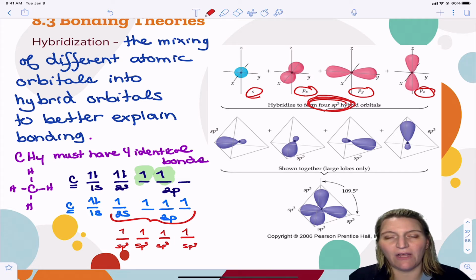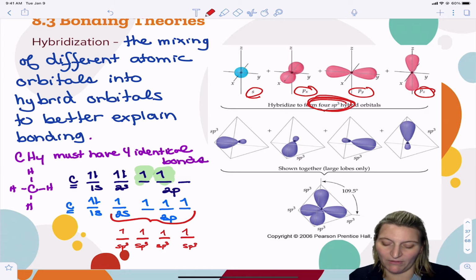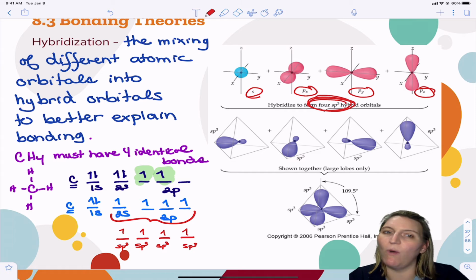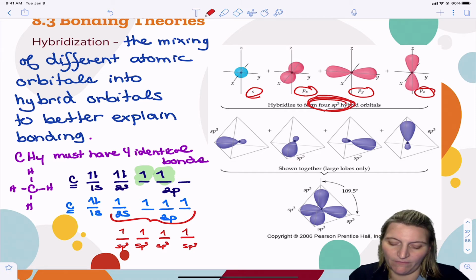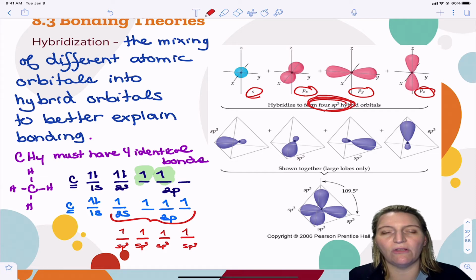You can see in this color model how the hybrid orbitals are purple because they're made with the blue and the pink s and p orbitals. They kind of look like a mixture of s and p orbitals because they have 2 lobes, but one lobe is much bigger than the other. And they make this shape, this tetrahedral shape.